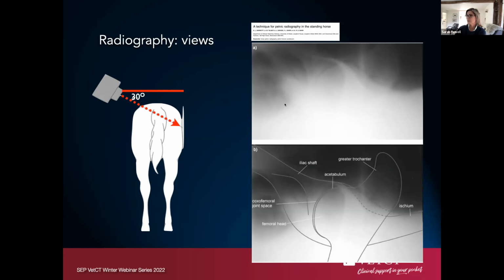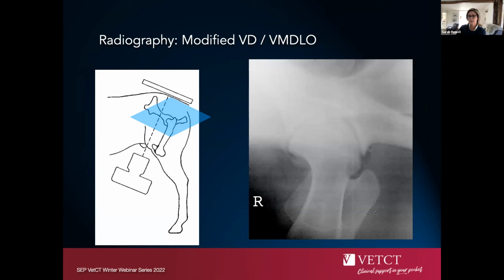And these are images from that paper. So you've got a standard image at the top there, and then the bottom is just with the overlay of the anatomy, so that you can see the area of the pelvis that you can image using this technique. So it's really rather restricted to the acetabular coxofemoral joint region, not really anything more cranial in the mid ilial shaft, and the cranial aspect of the ischium. So fairly restricted amount of anatomy.